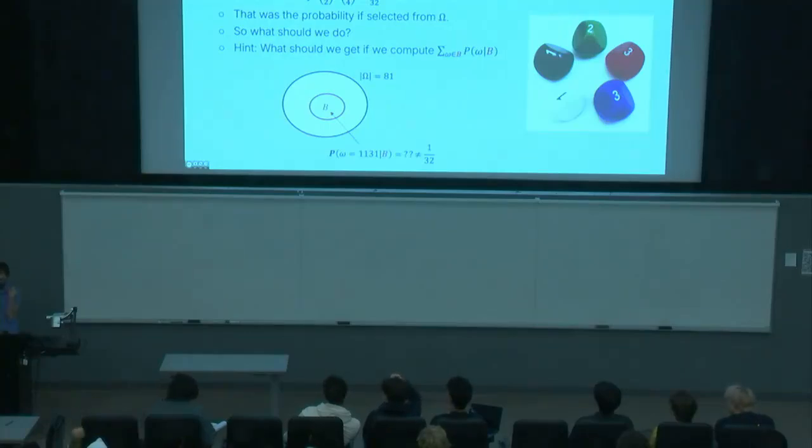I guess I have a question for you. If we were to compute this sum here, like we add up the probabilities of every sample, omega, in B, if we knew that B was true. Okay, so we add all these up. What should that probability be? If you had to guess.